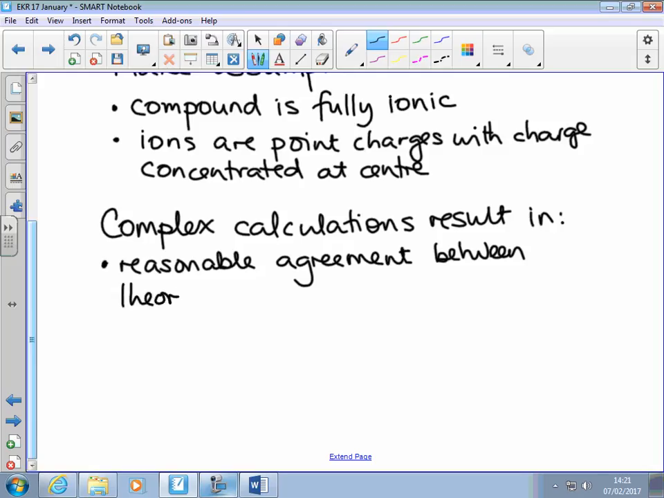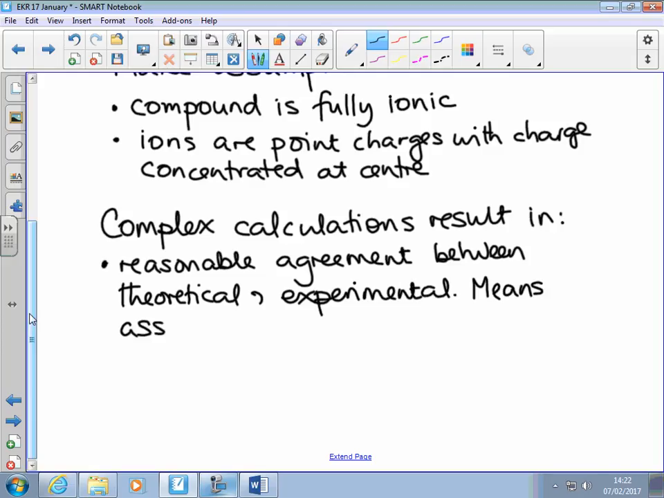So theoretical and experimental agree. And what that means is that the assumptions are good for that particular compound. It's fine.